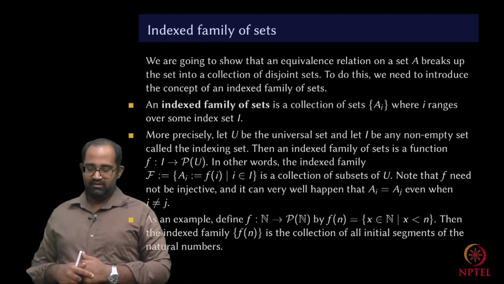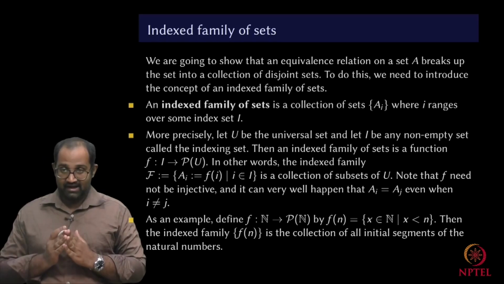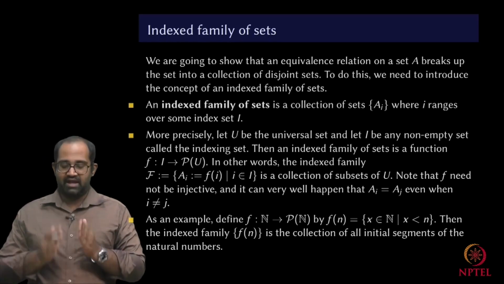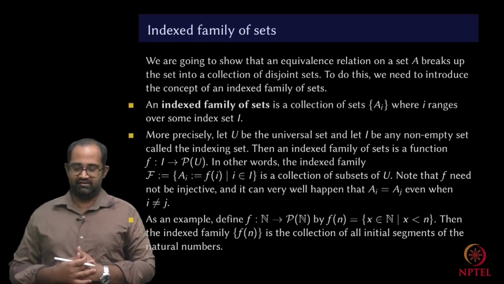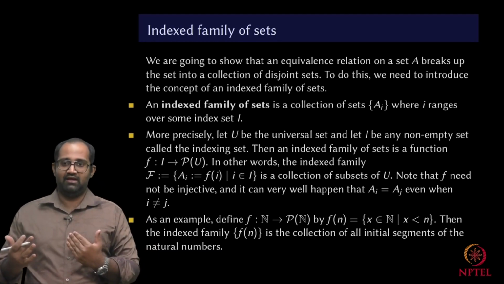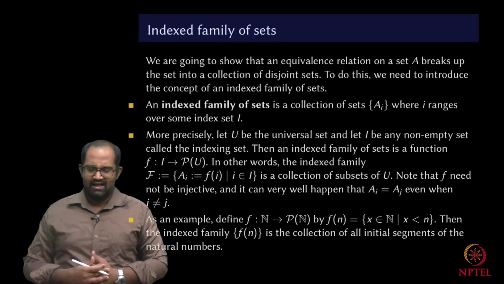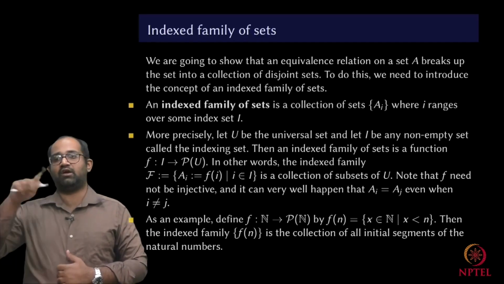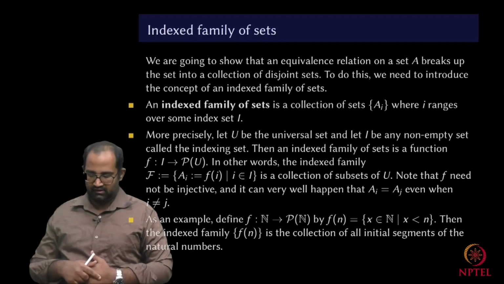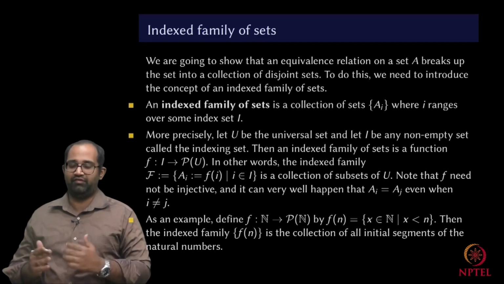Now, the aim is to show that if you have an equivalence relation on a set, then you can break up that set into multiple pieces. Each piece is disjoint from every other piece, and the union of all these pieces is exactly the whole set. The best picture to keep in mind is the concentric circles example that we saw, where we are breaking up the plane as a union of circles.